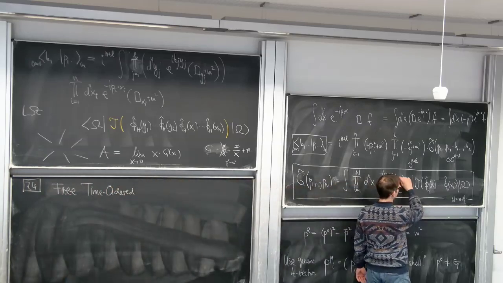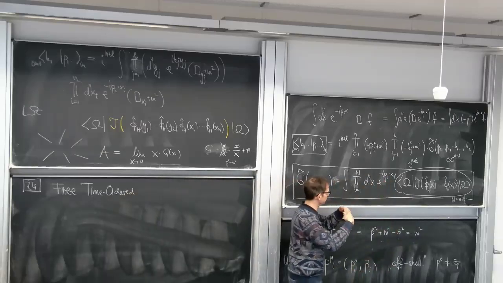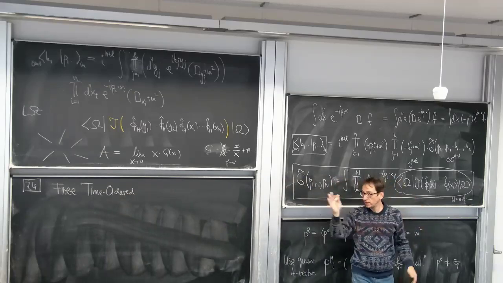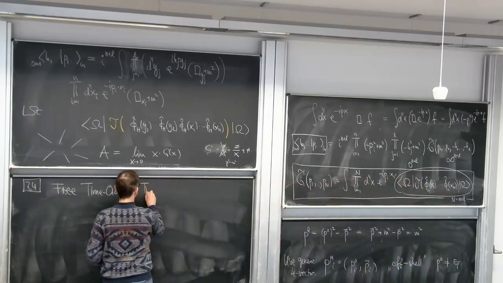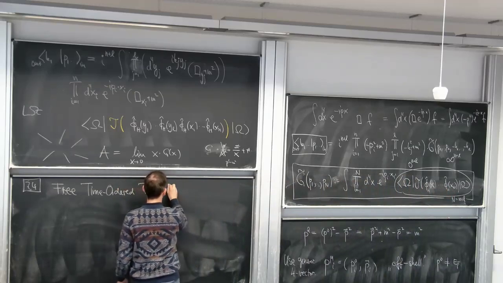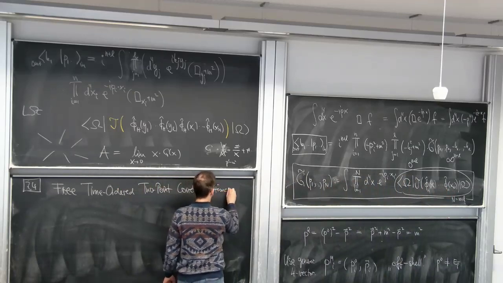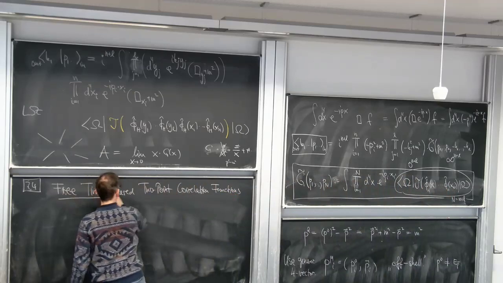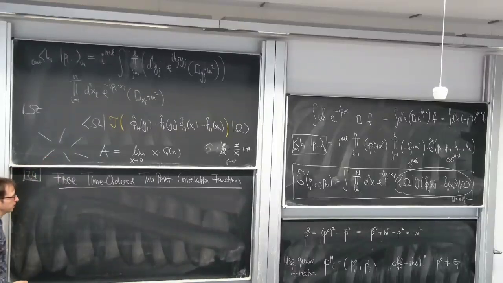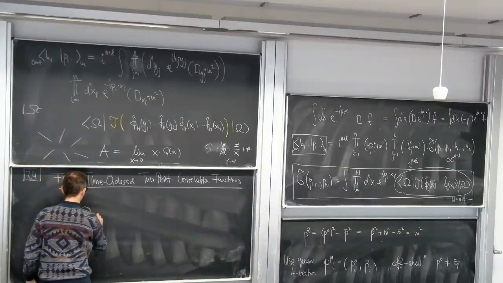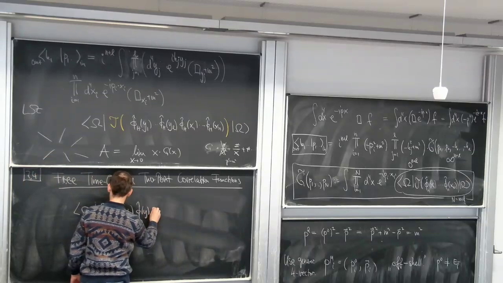But this is what we want to compute. In this section, going small step by small step, we look at free theory and only 2 fields, the 2-point correlation function. That's already interesting enough. So we want to compute the vacuum time ordering of phi x, phi y.